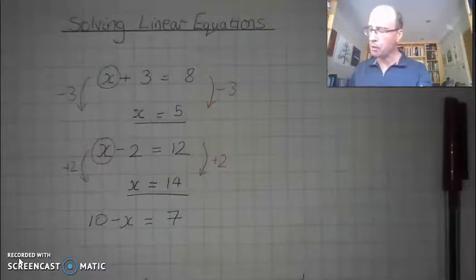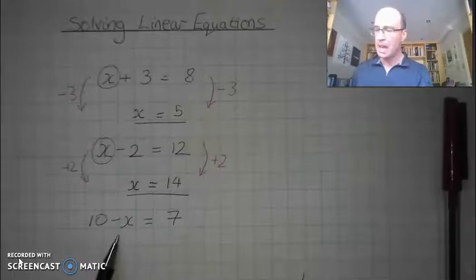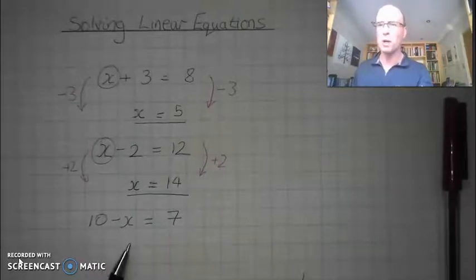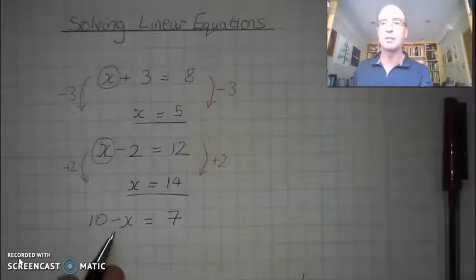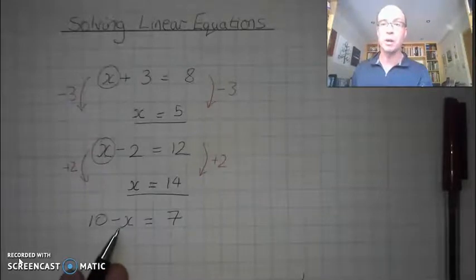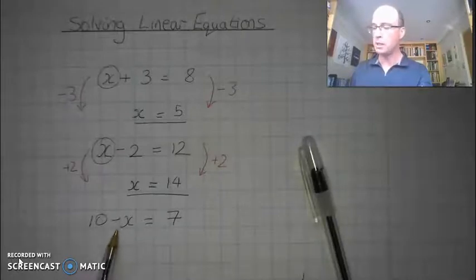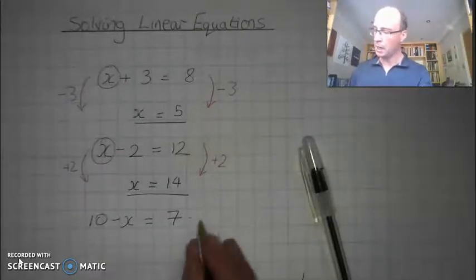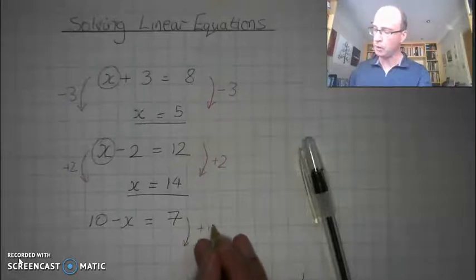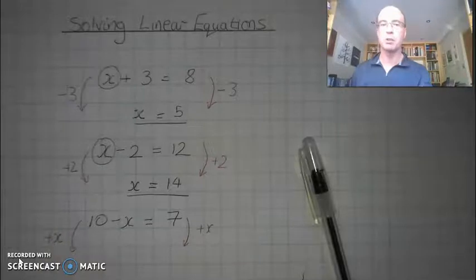The last one's a bit trickier. I'm starting off, I've got 10, I'm taking away x, and I've got 7. I've got this minus x. These questions, when they go wrong, it's almost always to do with this negative sign. So if we've got negative signs in the question, it causes problems. So the first thing I want to do is get rid of this minus x, and what I'm going to do is the opposite operation to subtracting x, and that is to add x. And I'm going to do that, as always, to both sides of my equation.